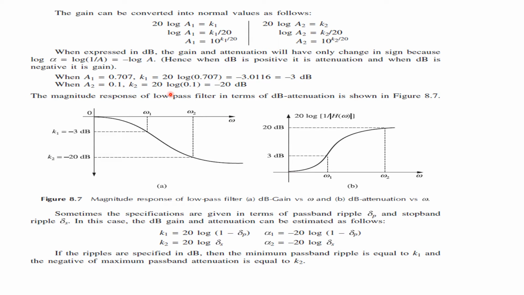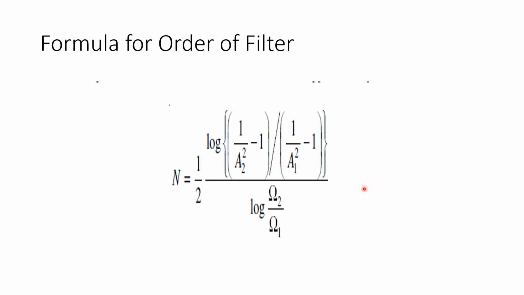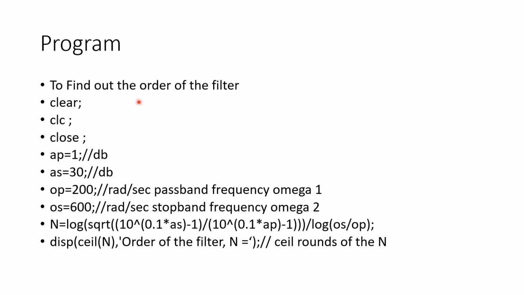Okay, and this is the conversion. We have all seen this conversion in our theory class, how we obtain the expression for capital N. So we have derived this recently, that the value of capital N is this: 1 upon a square minus 1, divided by 1 upon a1 square minus 1, log of omega 2 by omega 1. So this is the formula of the order of the filter, which represents the Butterworth filter. Okay, and now this is the code that we have to execute.